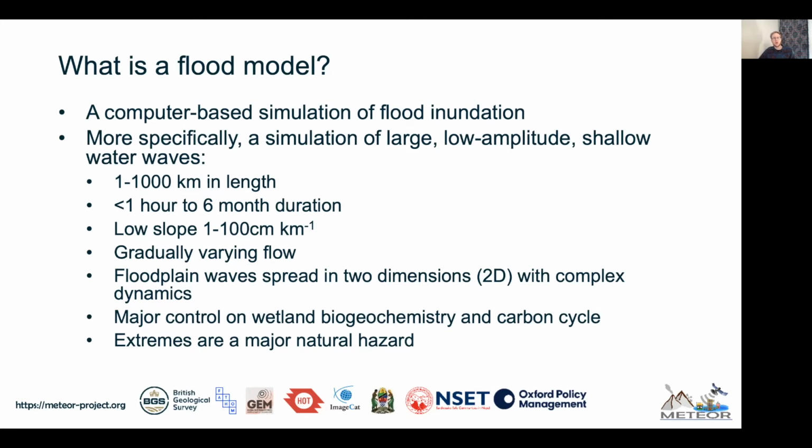Fundamentally, flood models are computer-based simulation of flooding. Now, floods move across the landscape as a wave, and more specifically, as a shallow water wave. Shallow water waves can exist across a range of scales, from short-lived meter-scale waves that might characterize the kinds of process that happen in urban flash flooding, all the way through to seasonal flood waves moving across the world's largest river systems. These can be hundreds of kilometers in length and last several months.